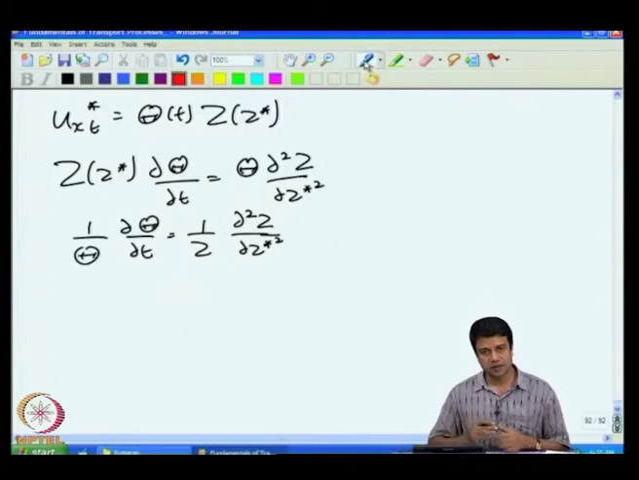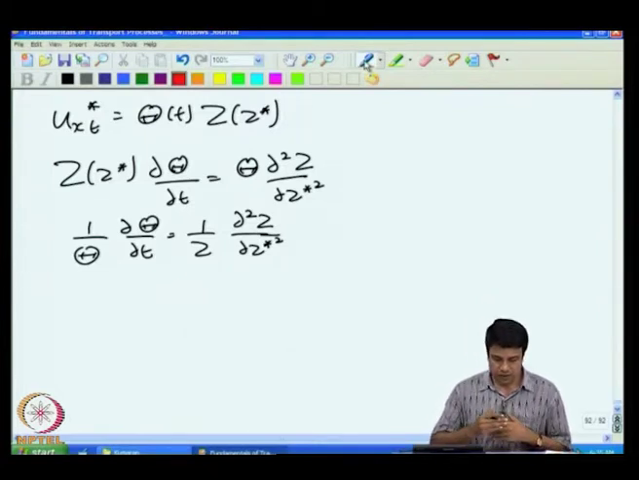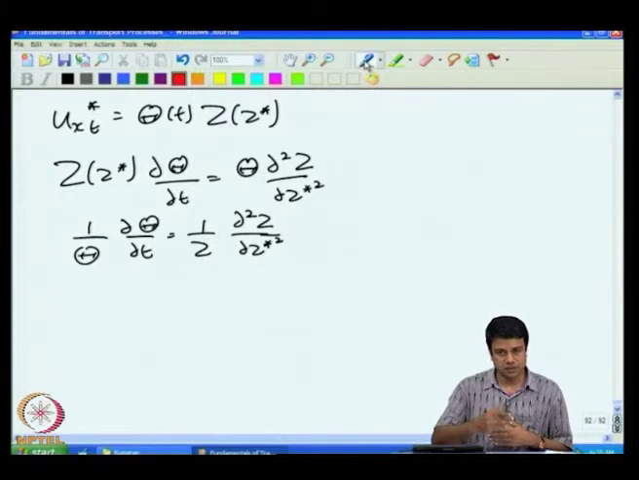If you recall, when we did the flow between two flat plates, we had inhomogeneous boundary conditions. Uz was equal to 0 at z equal to 1, I am sorry, t was equal to 0 at z is equal to 1, 1 at z is equal to 0.